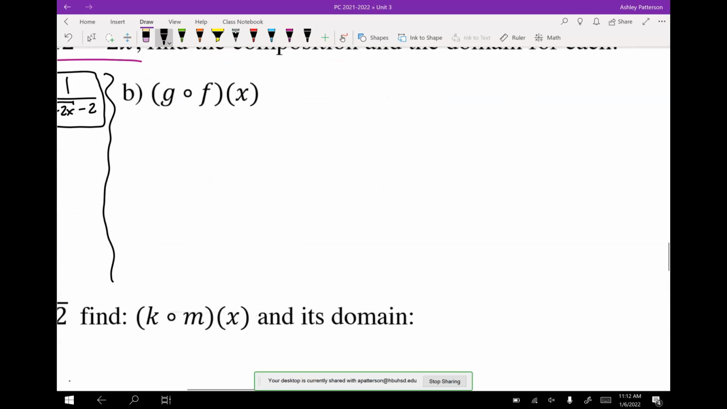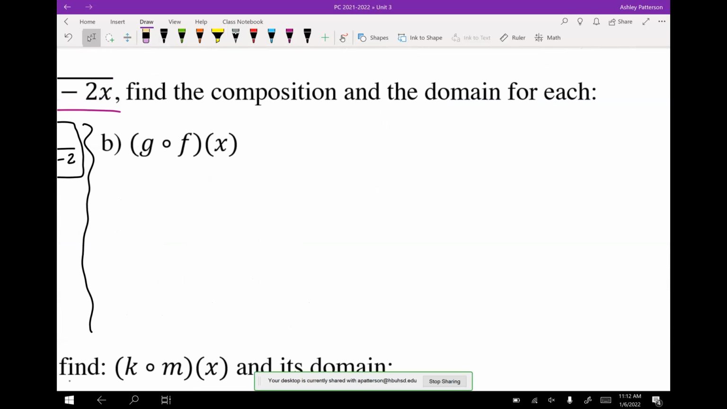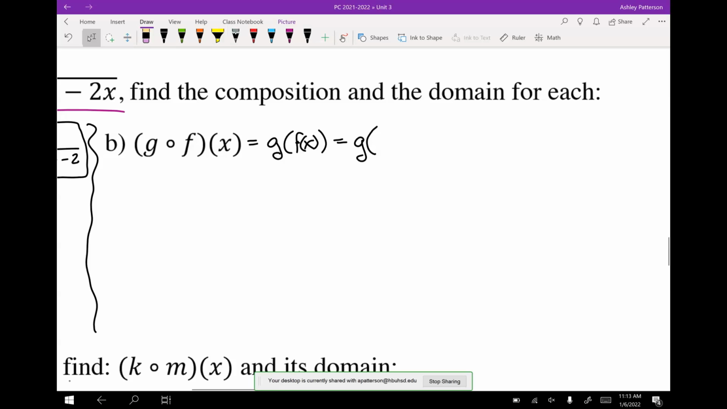Example B. We're still using f of x and g of x. And this is that other formatting that we talked about, g of f. Well, if this looks uncomfortable or weird to you, you can always rewrite it as g of f of x. I personally prefer this because it helps me to see the input, but again, personal preference. So I'm going to substitute in f of x into my notation.